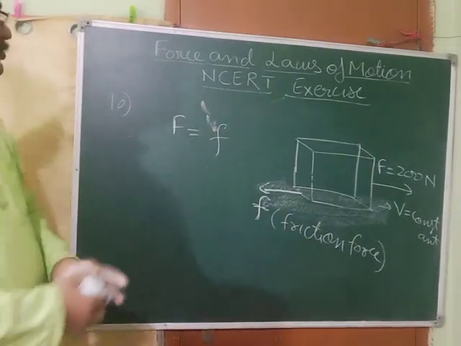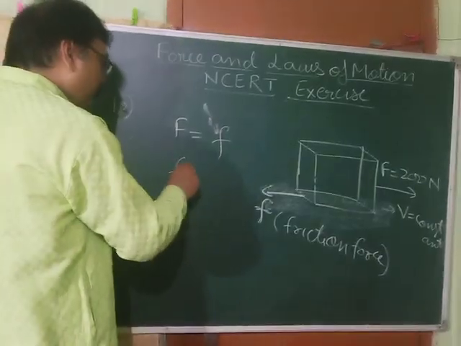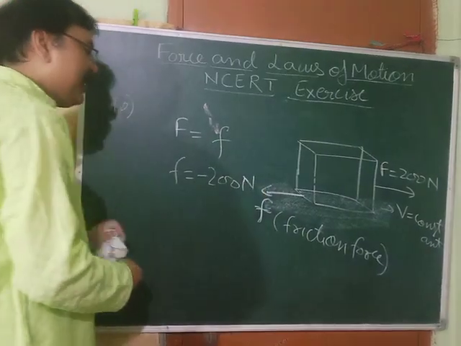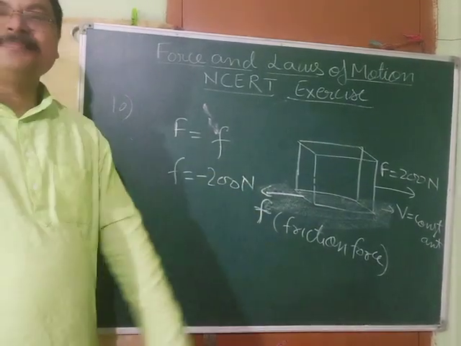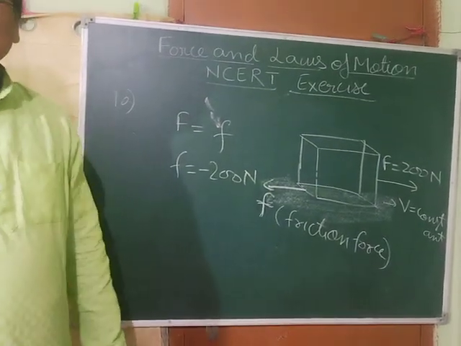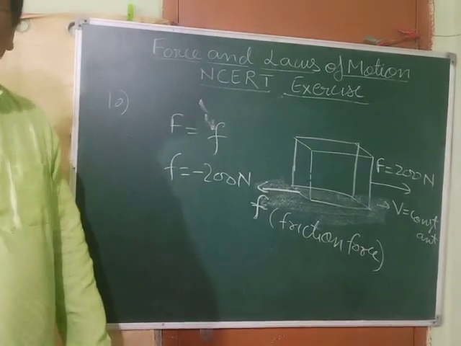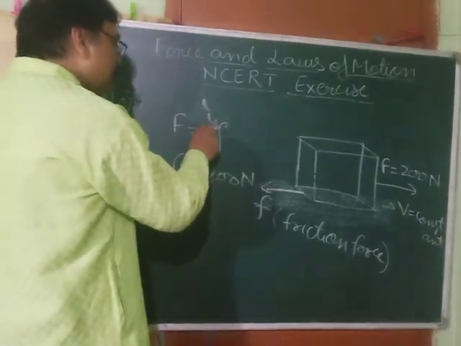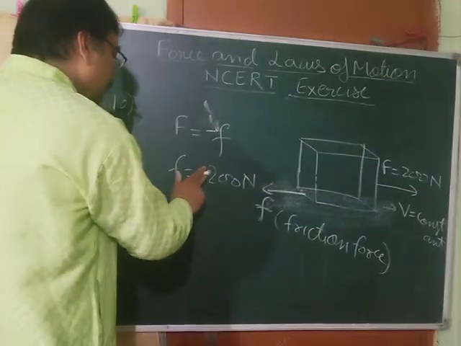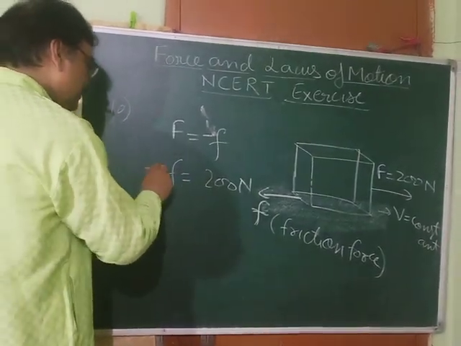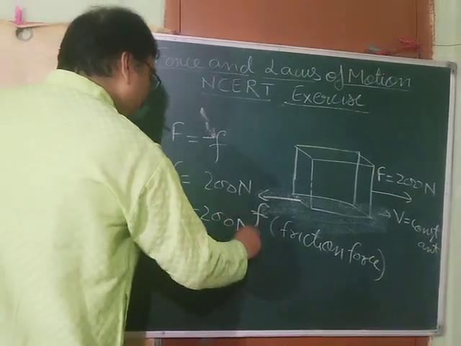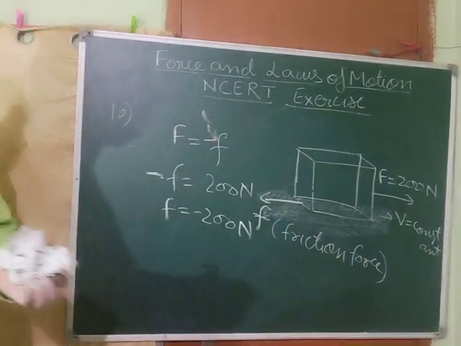So, what is the value of the friction force? It is minus 200 Newton. Why am I writing minus? Because the direction is opposite. Clear? So you can write F equals minus F. Here you can write minus F equals 200, or F equals minus 200 Newton. Now there is no confusion.